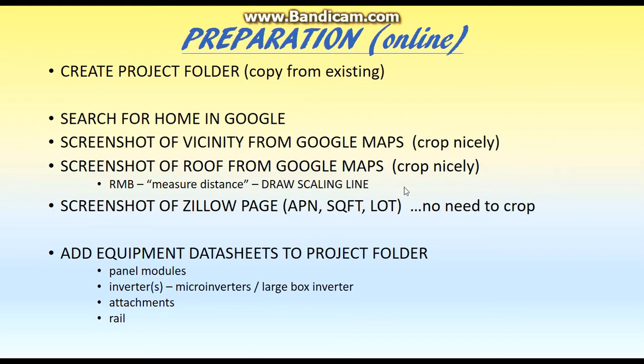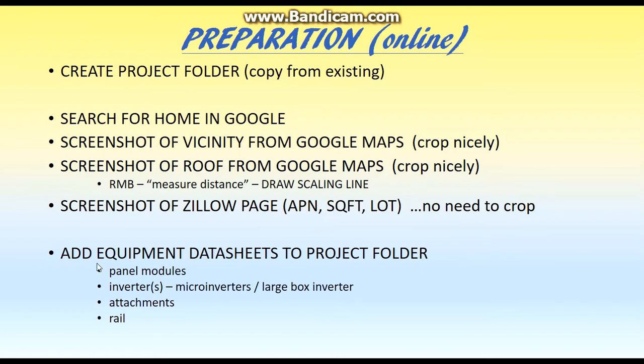And then I crop that picture nicely so I can have a baseline to scale my drafting with, so I can bring it into my drafting correctly and draw it to scale. And then finally I need a screenshot of the Zillow page. Again, it has the parcel number, the square foot, and a lot. The city likes to see those. And no need to crop this page because we are not going to be using it in the actual plan set. We just need it for information purposes.